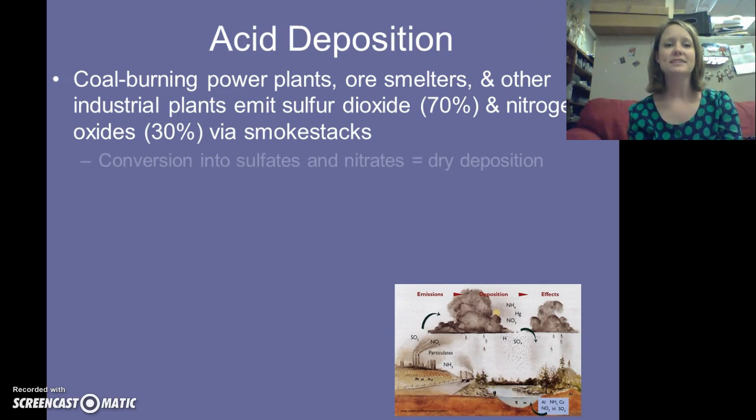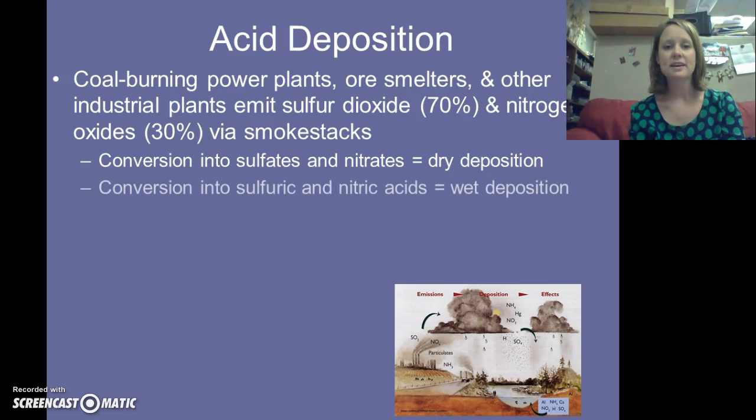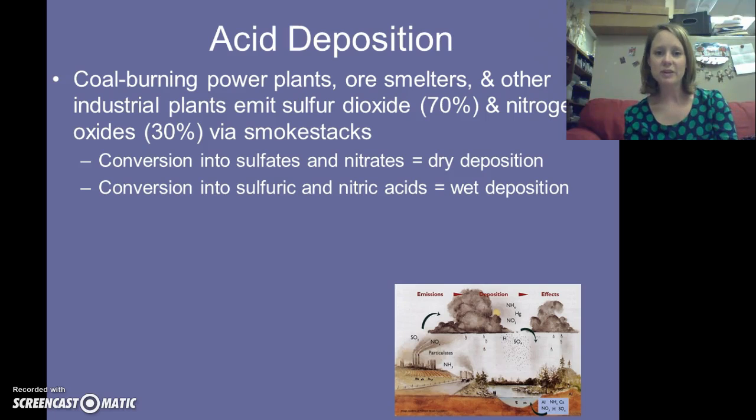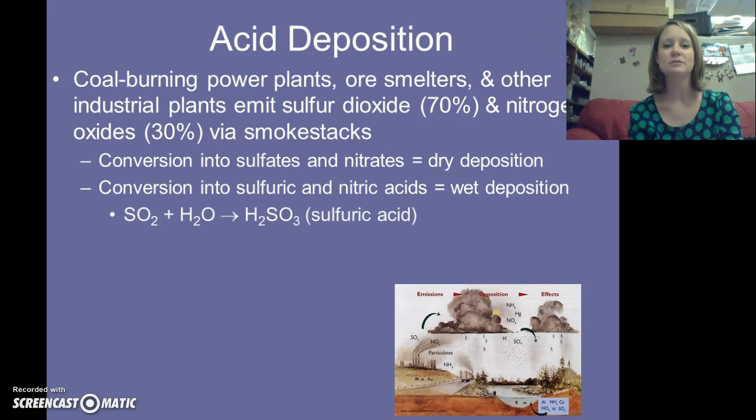So the sulfur dioxides and nitrogen oxides, if they convert to sulfates and nitrates, that is considered dry deposition because they are dry solids. If they combine with water vapor, they become sulfuric and nitric acid, which is wet deposition, or what we usually refer to as acid rain.